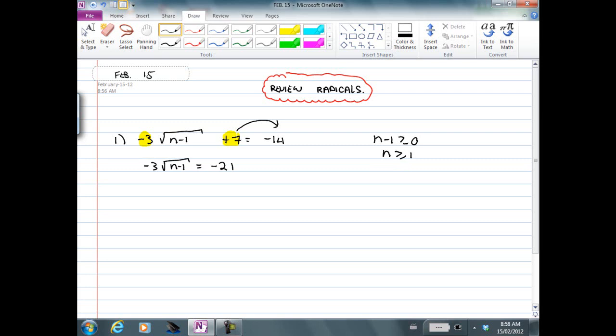Here's where I noticed people had issues. They asked, Mr. No, how do you bring that negative 3 over? That's where a lot of people ran into trouble. Harneet, how do you bring it over? You divide it by negative 3. See, if I divide it by negative 3, look what happens. It turns out very nicely. You get a nice 7. Now, I can square both sides. n minus 1 equals 49. Guys, n equals 50. Was it that hard? No, not really.